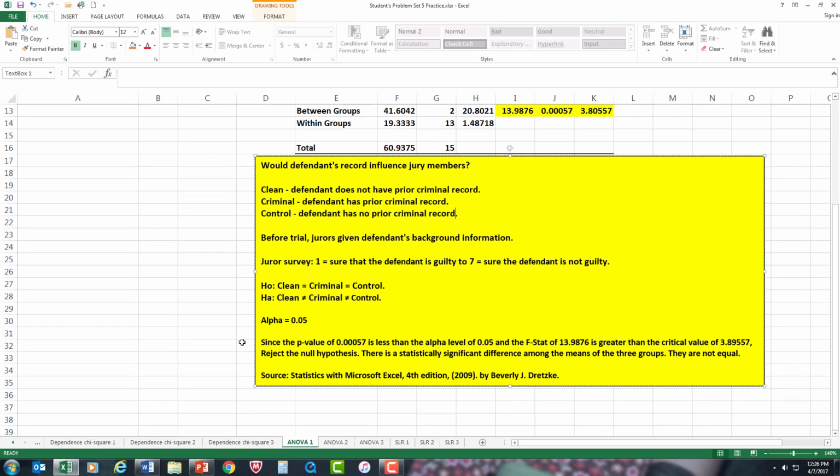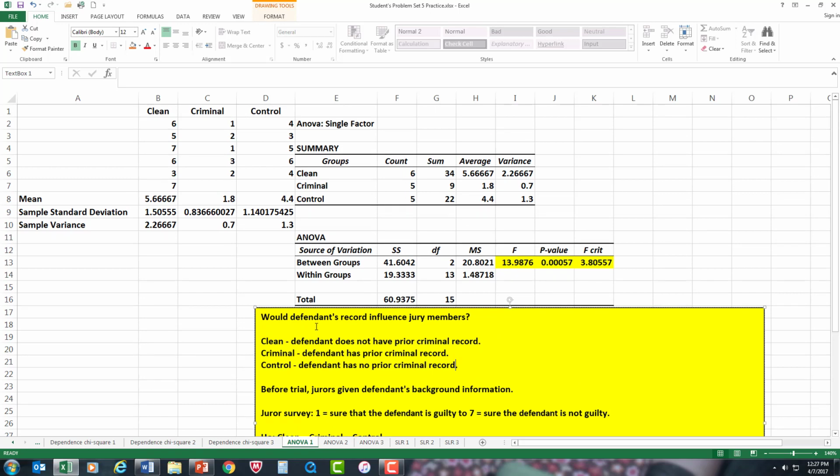Therefore, your null hypothesis is that at the beginning of the study, all of the groups, the 3 groups, are equal in their response. Your alternative hypothesis is that they are not going to be equal at the end of the survey. We're going to use an alpha level of 0.05.